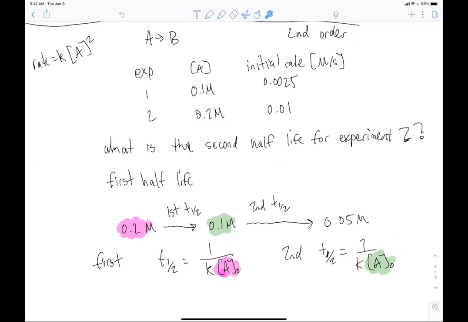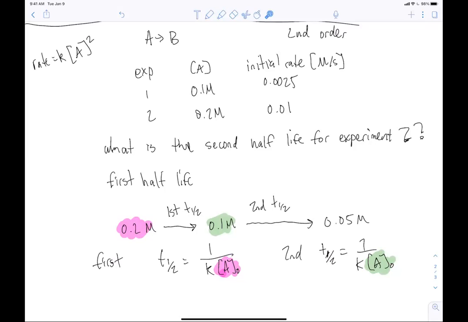Did you say that equation, T1/2 equals 1 over K A naught, is that only for second order reactions, or is that for all? That's just for, so each order reaction has a different half-life. Okay, so that's what you use for that. Yeah, the half-life equations are derived directly from the integrated rate law. So each integrated rate law is different, so each half-life is different.